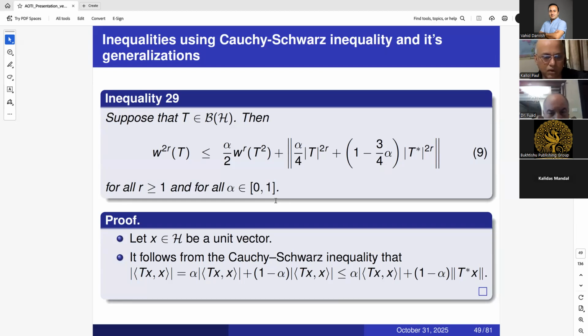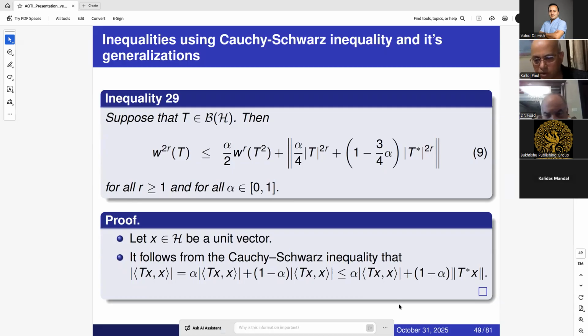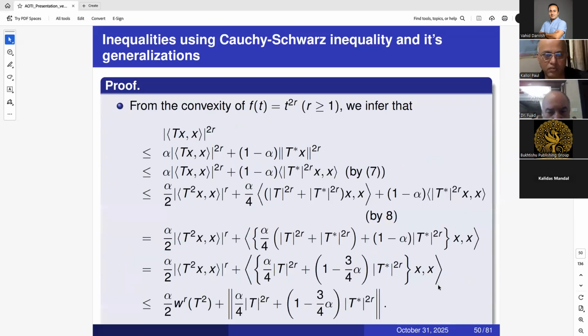So again, we start with the Cauchy-Schwarz inequality. Now here the trick is you just break this quantity |⟨Tx,x⟩| into two parts: alpha times |⟨Tx,x⟩| plus (1 minus alpha) times |⟨Tx,x⟩|. That is less than or equal to alpha times |⟨Tx,x⟩| plus (1 minus alpha) times, now here you are using Cauchy-Schwarz actually. You take ⟨T*x,x⟩, and this is less than or equal to the norm of T*x. So those tricks are actually very important.